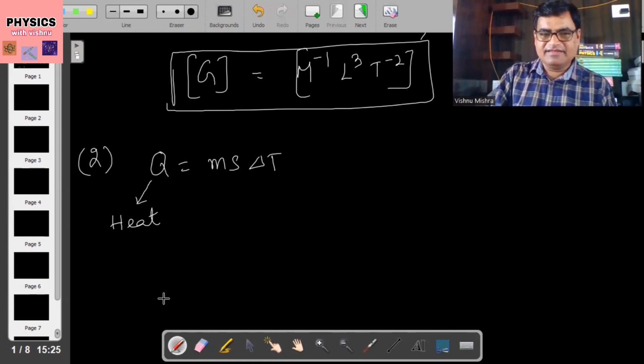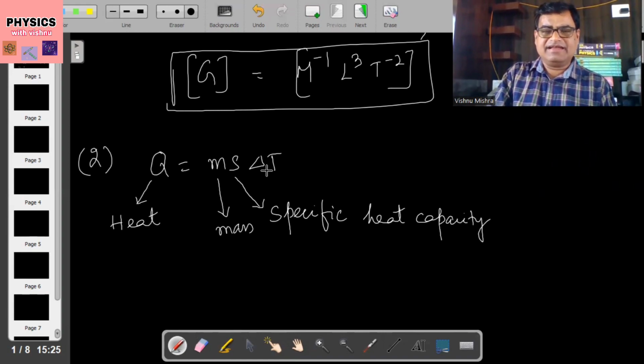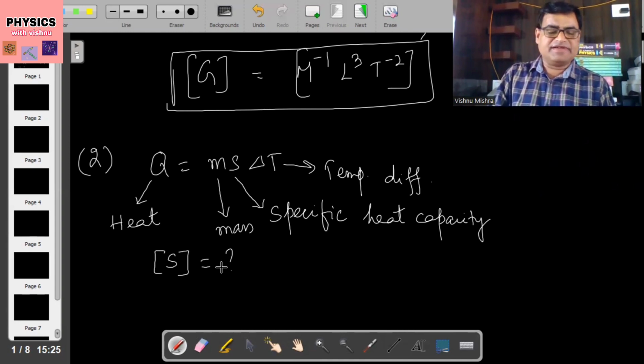M is mass. S is very important: it is the specific heat capacity, which you read in the heat chapter. And del T is the temperature difference. My question is: find out the dimension of specific heat capacity.